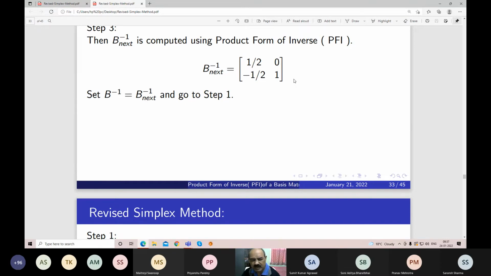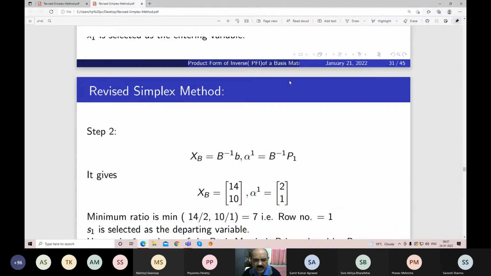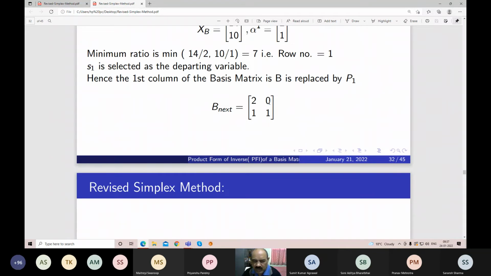The minimum ratio 6 says the second row, that basic variable S2, will leave. As a result, there are some changes in the second column. In the second column, earlier it was 2, 1. Now it is 1, 2. This 0, 1 we replace with 1, 2 and compute the inverse. See, already it is optimal, as I have mentioned.